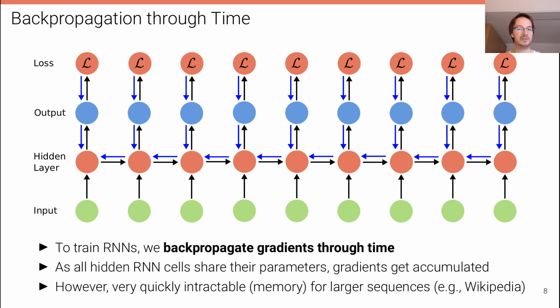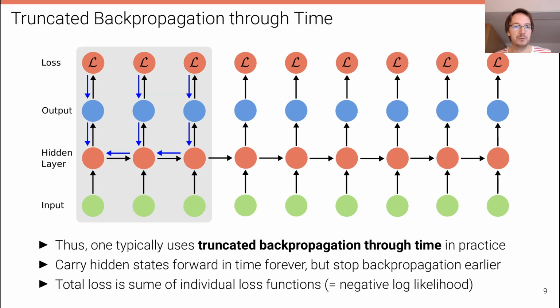Think about, for instance, processing articles in Wikipedia, which is not very uncommon. These articles are very long. They have a lot of characters and a lot of words. And so we have many time steps here, much more than we have layers in a typical convolutional neural network. And so backpropagation through time becomes intractable, unfortunately.